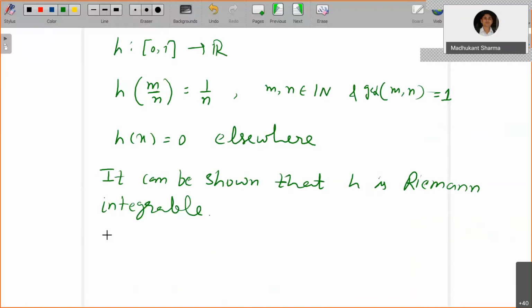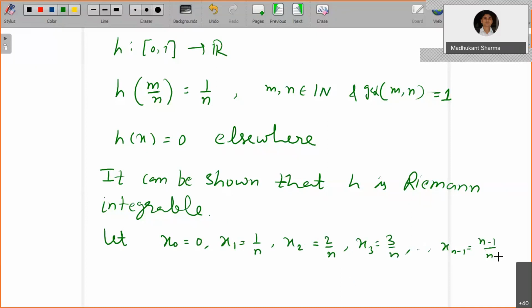Okay, so let this be x naught equals 0, x1 equals 1 by n, x2 equals 2 by n, x3 equals 3 by n, and so on. So xn minus 1 is equal to n minus 1 by n, and xn is equal to n by n, that is equal to 1.